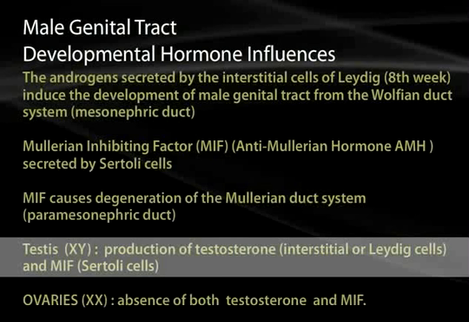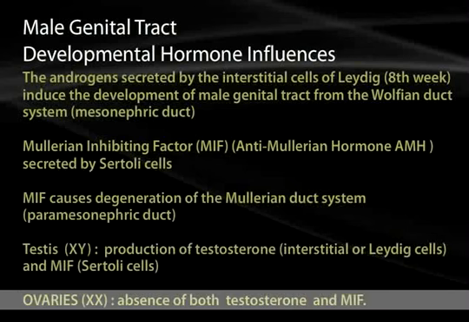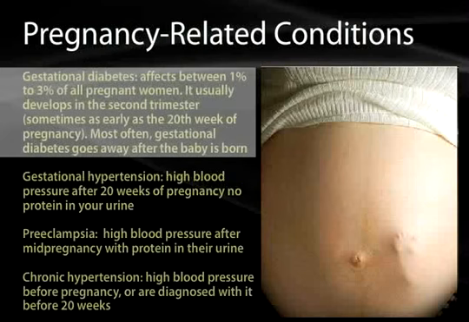The testis, which is going to produce the testosterone from the interstitial cells and the Sertoli cells, will then start to produce male structures, whereas in the ovaries, the XX, there is going to be an absence of testosterone and Mullerian inhibiting factor, and therefore the paramesonephric ducts will start to form.